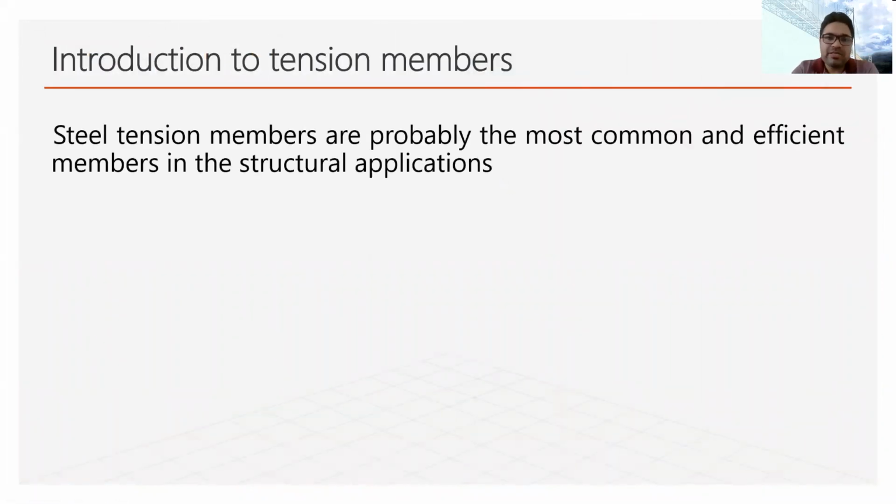So when we talk about the tension member, well, tension members are the most common and efficient members in structural application. Why do we say that these are the most efficient? Because if we compare them with another type of member, which is called a compression member, we will be discussing the compression member in the next lecture, but here I would give you a little brief about it. For example, if this is a bar, and if we try to stretch it like this, then the bar will elongate and ultimately it will fail by yielding.